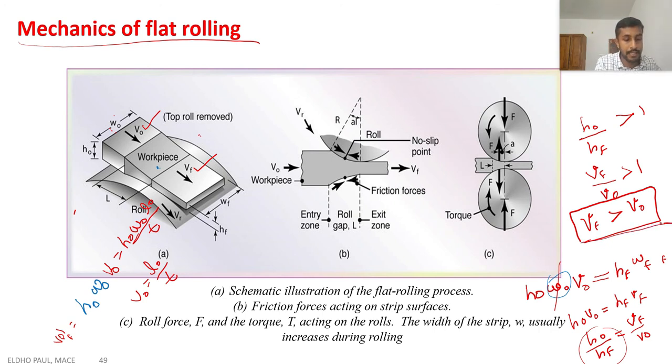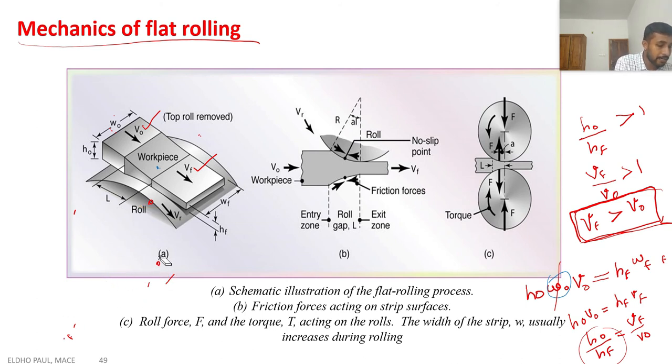Using this derivation, we prove that Vf is greater than V0. The velocity of the material which is coming out from the rolling gap is higher than that of the material which is entering into the rolling gap. So that means there is a velocity increase when the material is flowing.